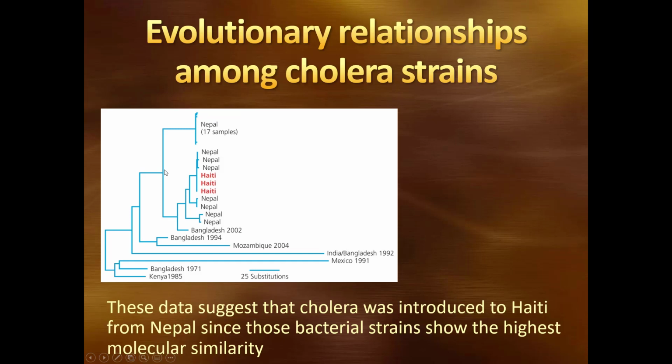And so what you're seeing here is an evolutionary tree of this cholera epidemic. And we can tell from this particular tree where the cholera that infected Haiti came from. We know that it was introduced to Haiti from Nepal because when we isolate the strains of cholera from these people, these strains are more closely related, i.e. more similar DNA, to the Nepal group than they are to any other group on the tree.